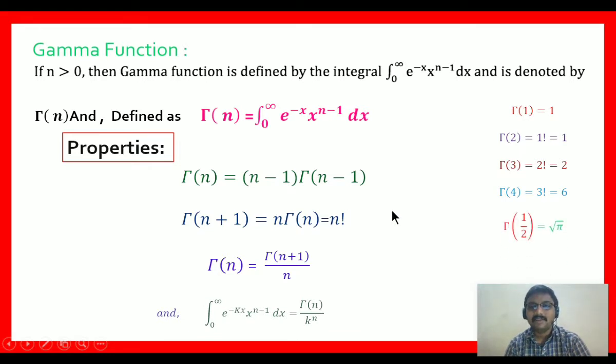And gamma half is root pi. Gamma minus half is minus 2 root pi. So this is the gamma function, and these are some important standard properties of the gamma function.